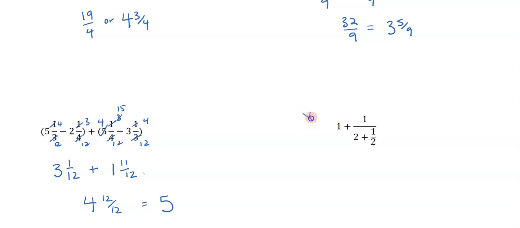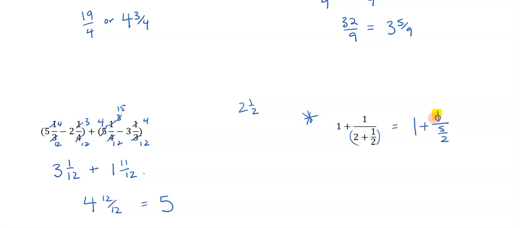This one's a tricky one. Let's see if we can figure out what to do with this one. This is 1 plus 1 divided by this sum. Whenever you have a fraction, the numerator and denominator have hidden brackets. So I need to do 2 plus 1/2 first. So 2 plus 1/2 is the same as 2 and 1/2. So basically you're just changing it into improper. So you're getting 1 plus 1 over, 4 plus 1 is 5 over 2.